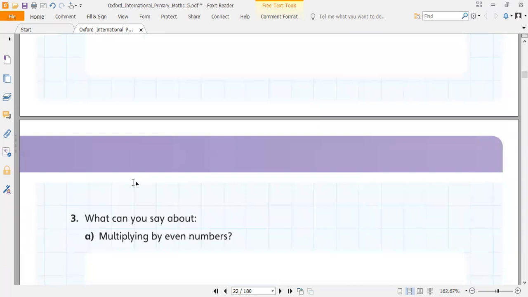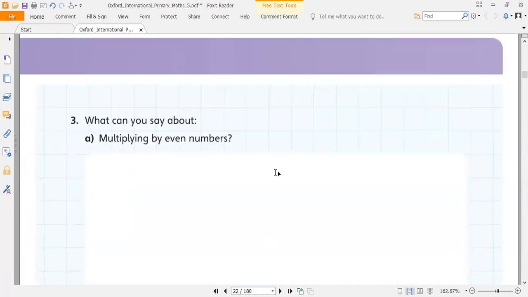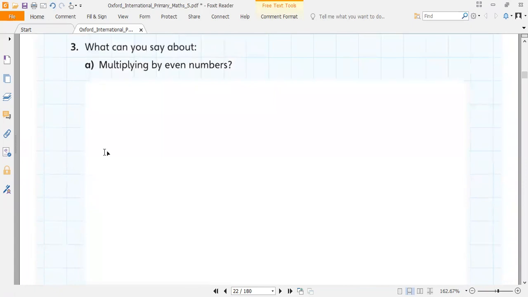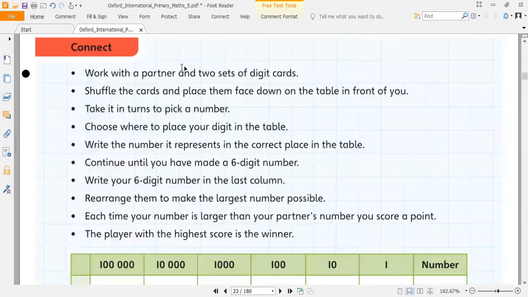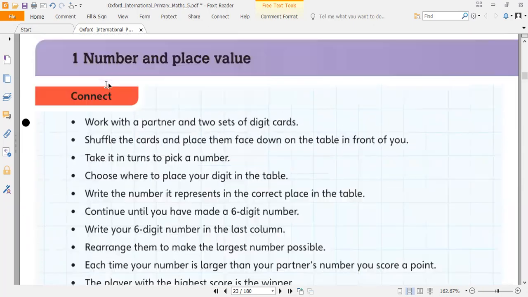Okay. So next is multiplying by even numbers. It will give only even. Multiplying with odd numbers will give a mixture of both, as we did with 5 and 4. So this is today's lecture.